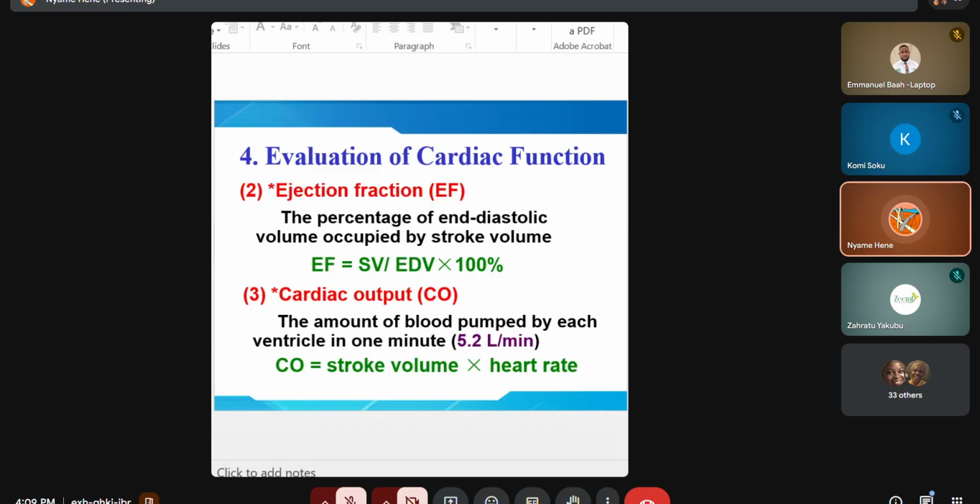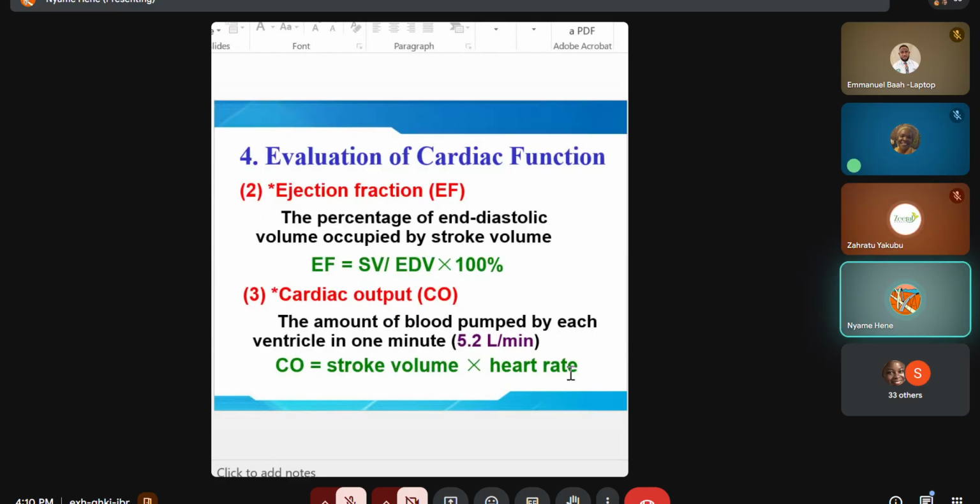So when we say there's a low cardiac output, it means that what? Stroke volume is low and heart rate is low, because they are directly proportional to the cardiac output. When the heart rate is down, cardiac output will be down. And when the stroke volume is down, cardiac output will be down. Even when the stroke volume is down and the heart rate is the same, cardiac output will still be low. Do you understand? Because these two come together to form that.